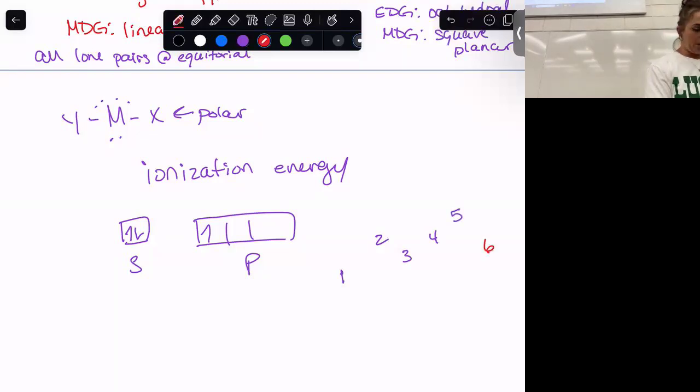6 is down here, because at 6, you now pair up a previously unpaired electron. So it would rather be unpaired than have one paired electron. So it's easy to remove that 6th electron. And it goes back up 7, 8. Any other questions there?